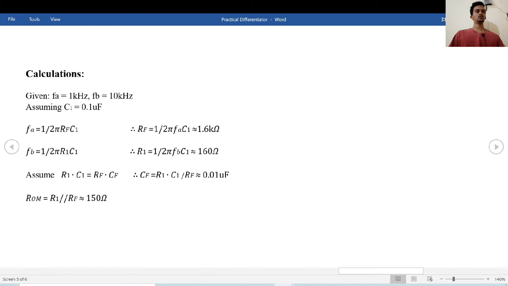And RCOM is at the non-inverting terminal. It is the parallel combination of R1 and RF, which becomes 150 ohm. So let's design this circuit on LTspice.